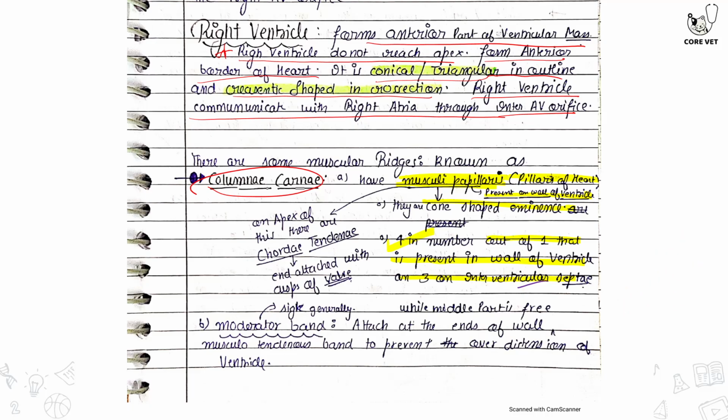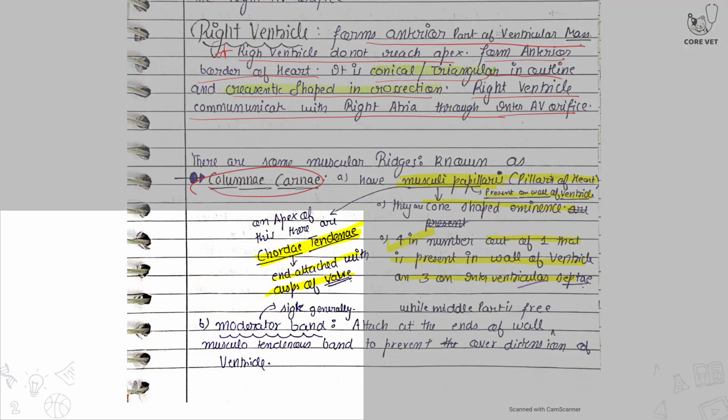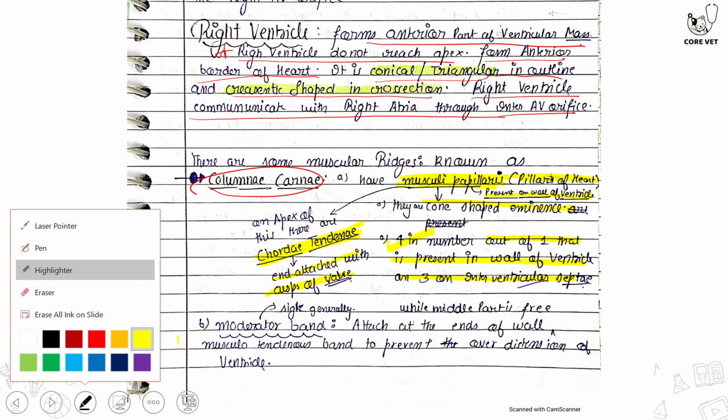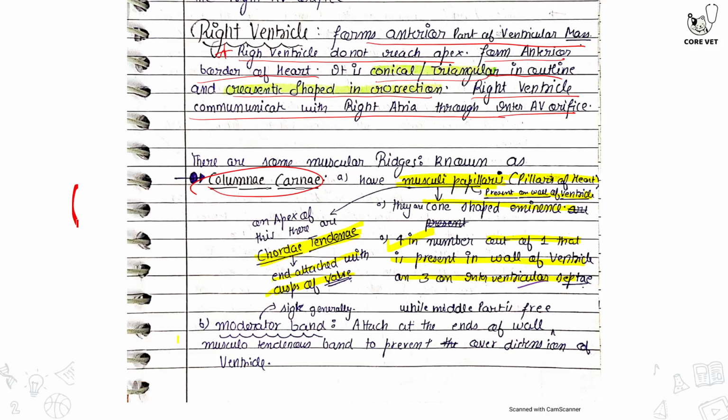Now at the apex of this musculi papillaris, there are chordae tendineae, which are attached to the cusps of the valve. Considerably, if we consider this is the wall, these are the cusps.